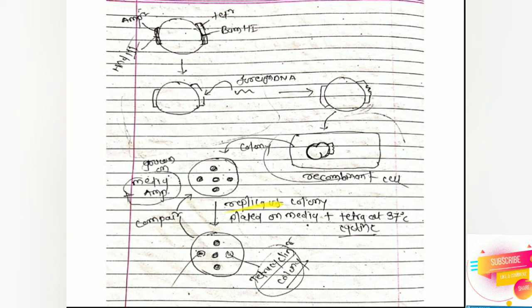So for that we make a replica of this. With the help of this replica of these colonies, we plate them on another plate containing tetracycline, and so we get these two pure recombinant cell colonies. So this is our recombinant cell.